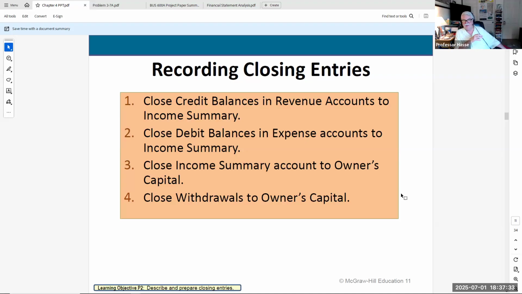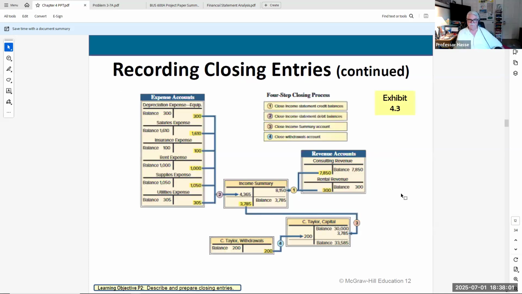If you have dividends or owner's capital or retained earnings, the income summary closings of revenue and expense go into that retained earnings account or owner's capital. And the final closing entry is to close out withdrawals or dividends to retained earnings or that owner's capital account. Those are the 4 steps that you have to do to close the books.